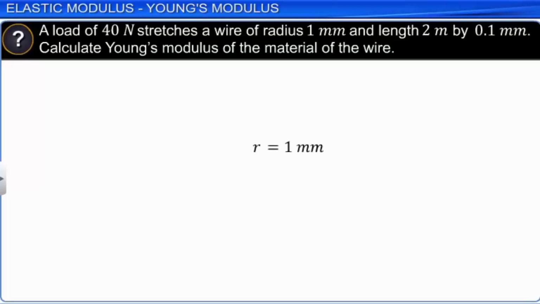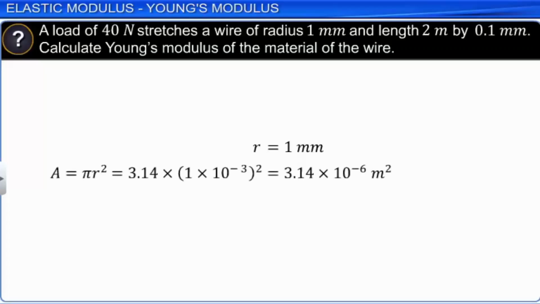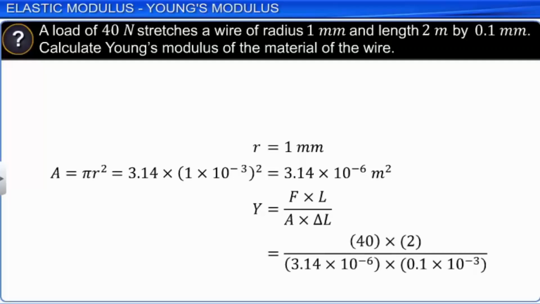Since wires have a cylindrical shape, the end face will be circular and the area of cross-section of the wire will be pi times r squared. Now, we substitute all the values in the expression for Y and calculate it. Y is 2.5 times 10 to the power 11 newtons per meter square.